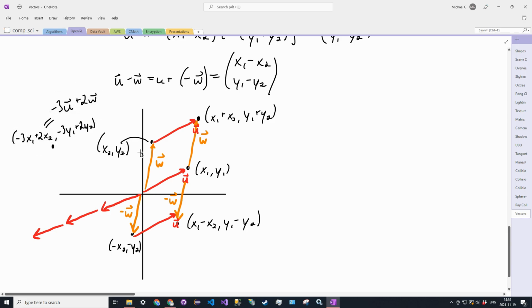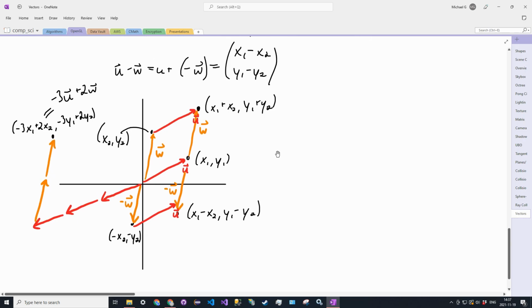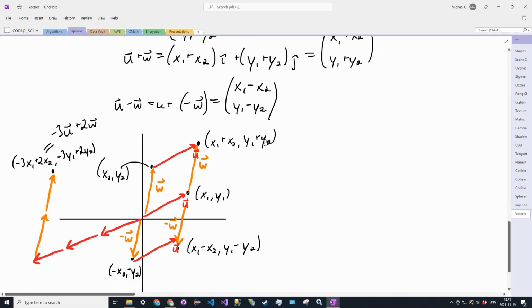It's like that, and then 2w up would be, and that's kind of cool, but we're not going to worry about that right now. That's just food for thought if you want to think about linear algebra a little more. So yeah, that's vector addition and subtraction.